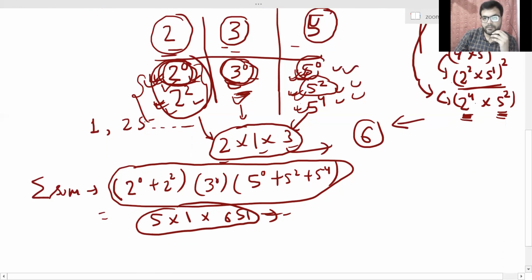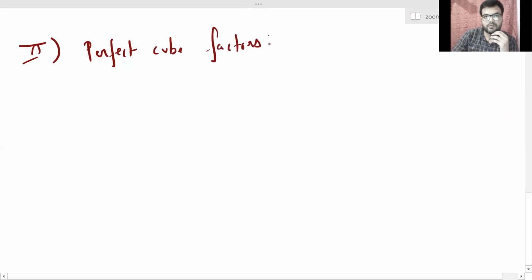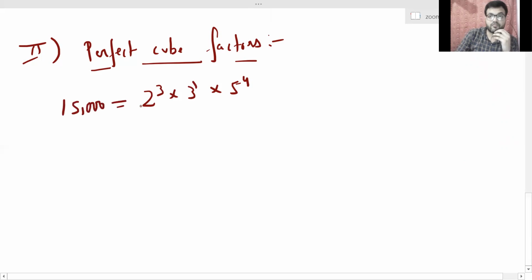Now talking about the perfect cube factors. The format was 2 cube, 3 to the power 1, into 5 to the power 4. This was the prime factor format of 15,000.